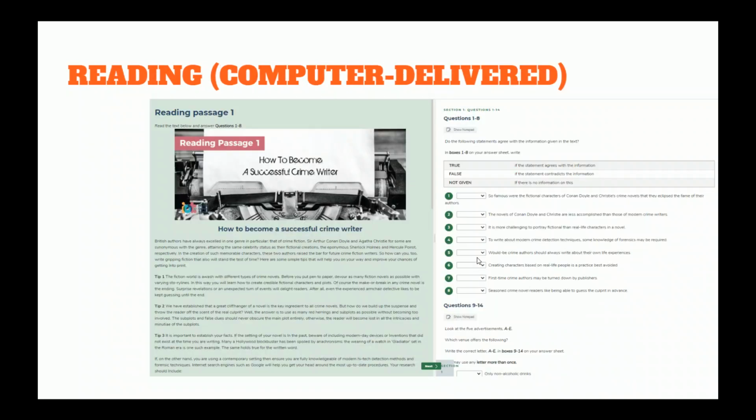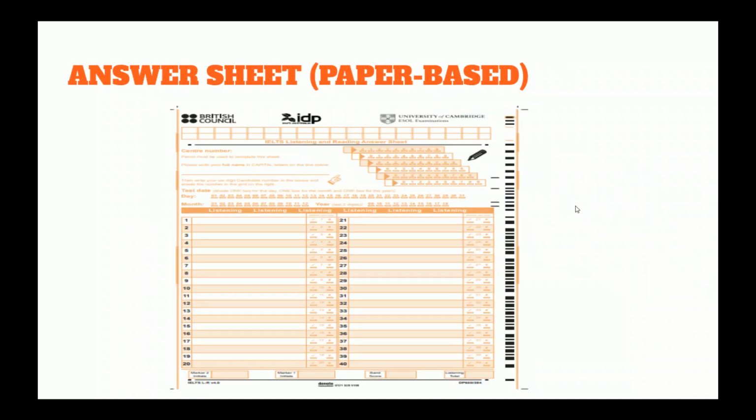Now, here is also an example for the reading computer delivered examination. You will see this passage right here, and there are also a set of questions on the other side. Actually, it's cool because they have highlighting features and all. Now, this is what it looks like for the answer sheet. If you're taking the paper-based examination, the staff will be giving you this answer sheet and also the booklet of questionnaires. Okay, so this is what you're gonna be filling out for answers.